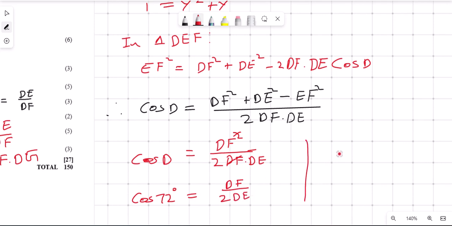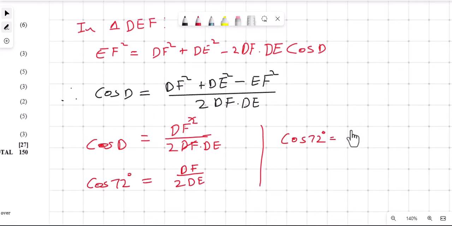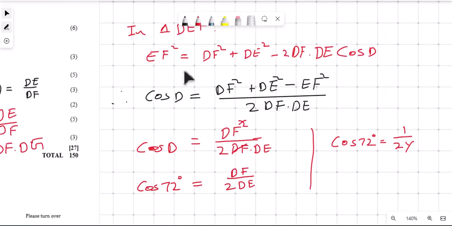Are we not done? Cos 72 degrees is equal to DF over DE, which is 1 over y. Yes. So this is going to be, we are done now. Be patient. 1 over 2y, which is exactly what we're looking for.